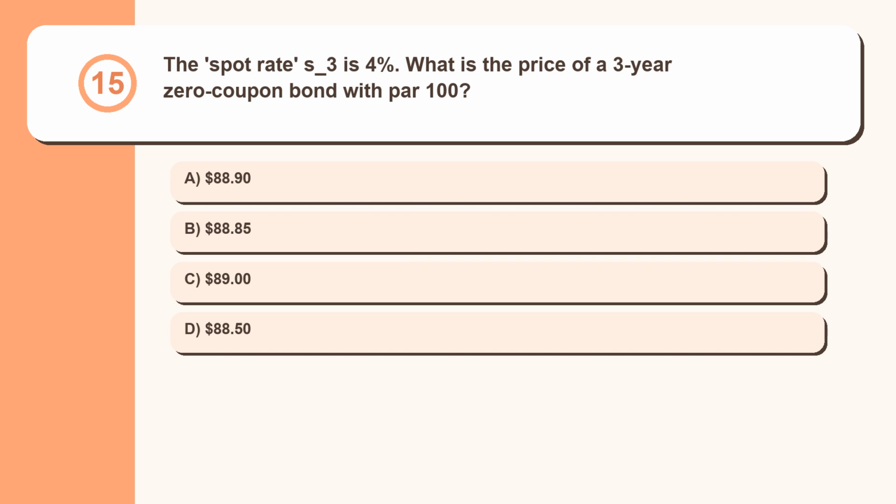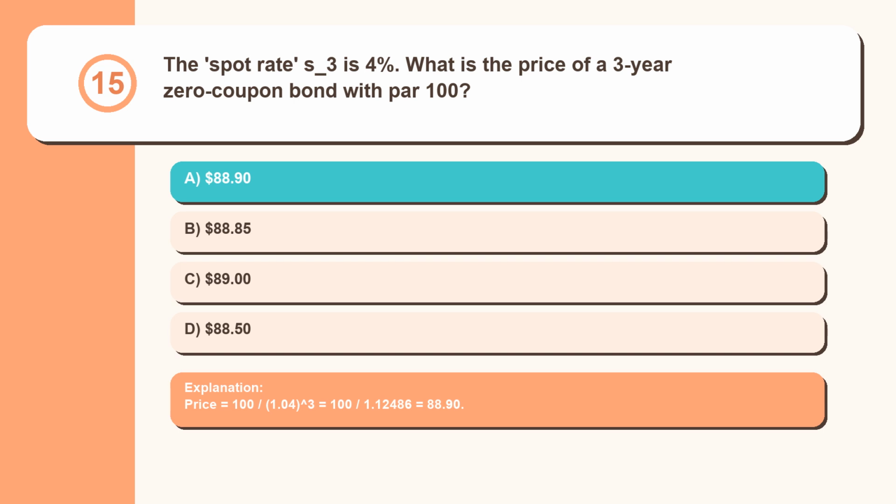Question 15. The spot rate s3 is 4%. What is the price of a 3-year zero coupon bond with par 100? $88.90, $88.85, $89, $88.50. Price equals 100/1.04^3 equals 100/1.12486 equals 88.90.